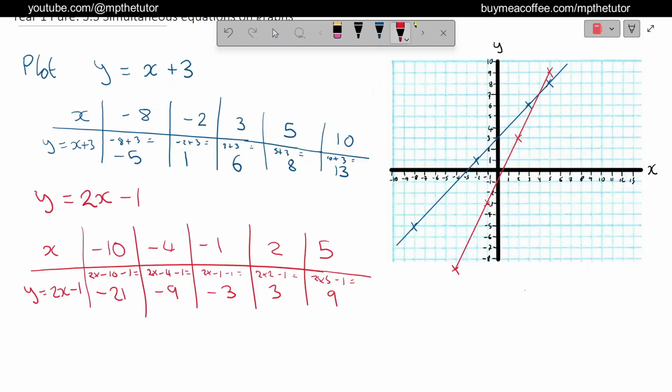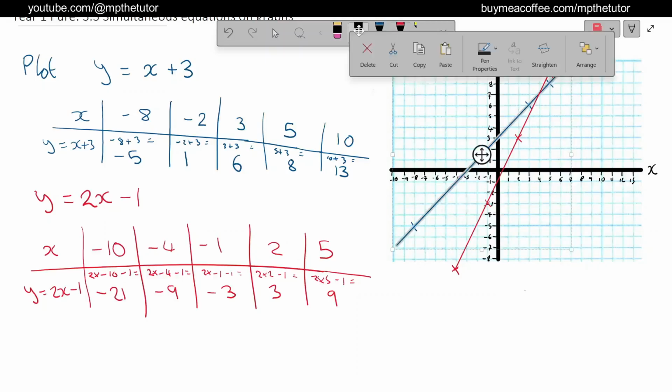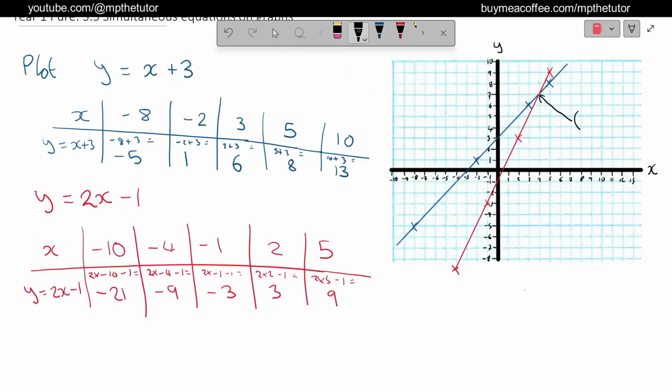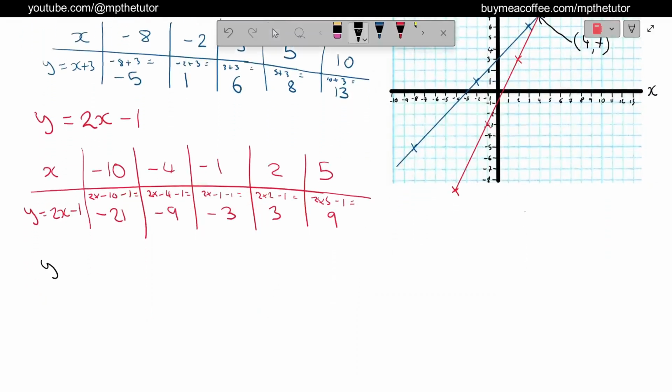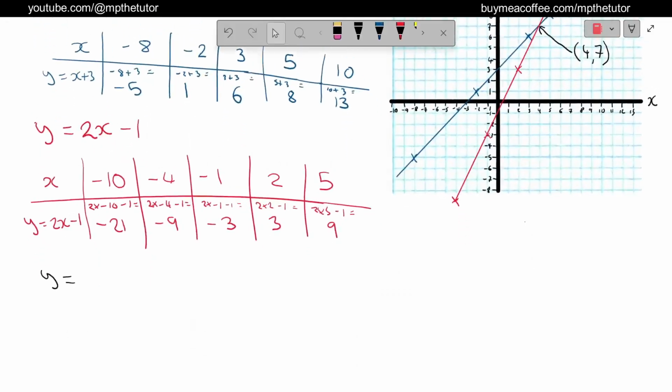And what about where they meet? Well, this point here, which I'm going to mark with a black point, is at the point 4, 7. In fact, we have just done a simultaneous equation graphically by drawing two lines on the same graph. What we had here was y equals x plus 3 and y equals 2x minus 1.